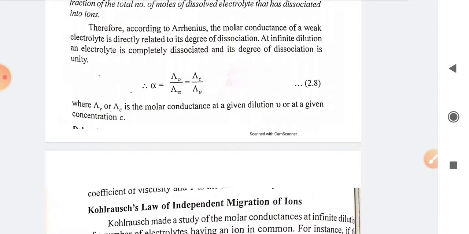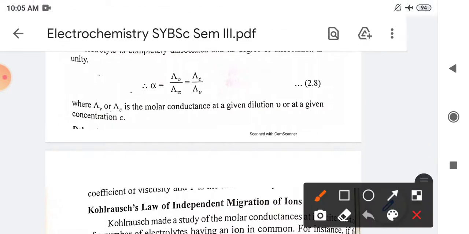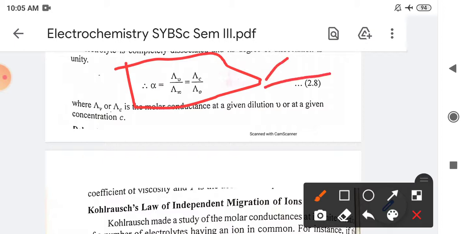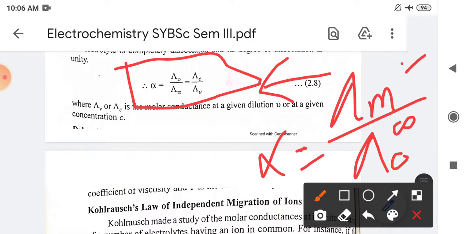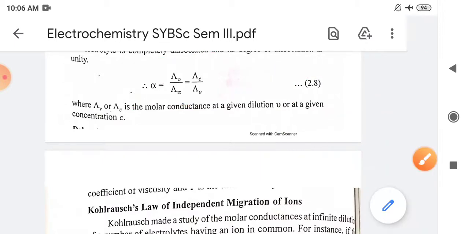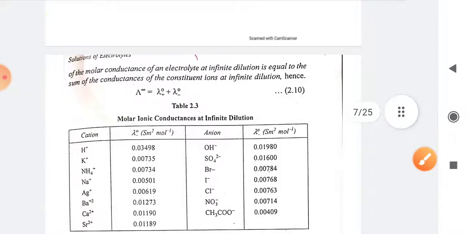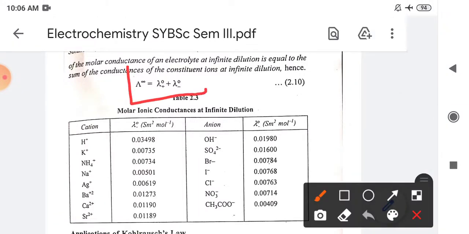conductance of ions. Again, we have seen one important relation: the degree of dissociation alpha can be correlated with the molar conductance at a particular concentration, that is lambda m upon lambda naught at infinite dilution. So alpha, the degree of dissociation, is equal to the molar conductance at a particular concentration divided by the molar conductance at infinite dilution. That is another important relation, and this is also an important statement, the mathematical form of the given statement for the Kohlrausch law.